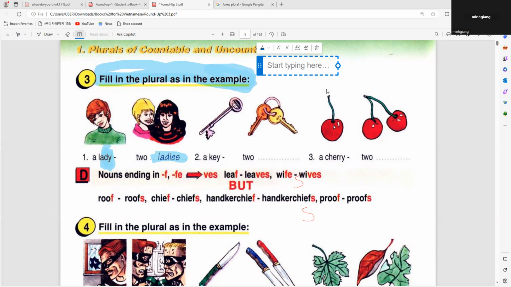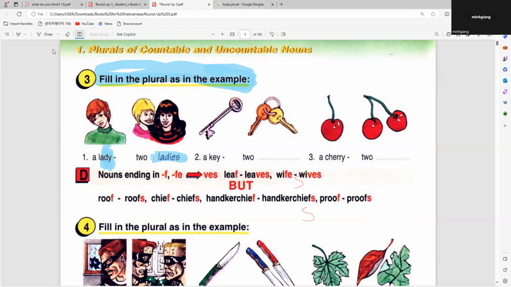Okay, so if consonant, you will change Y into I and add ES. Don't forget that. I sent you a message. You will read: change letter Y into I and add ES. You will do like that. Okay.